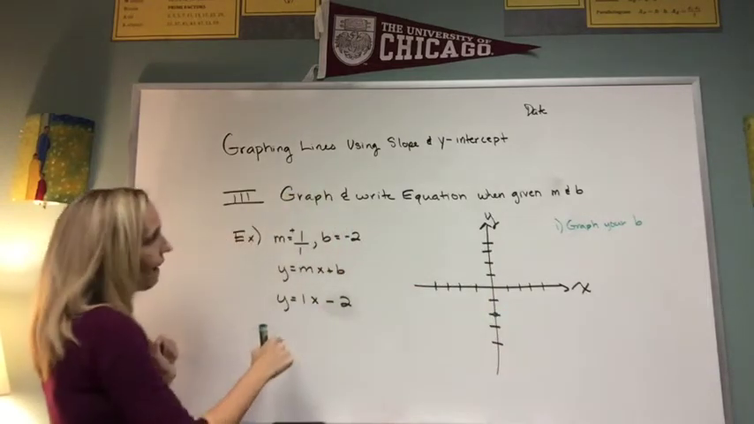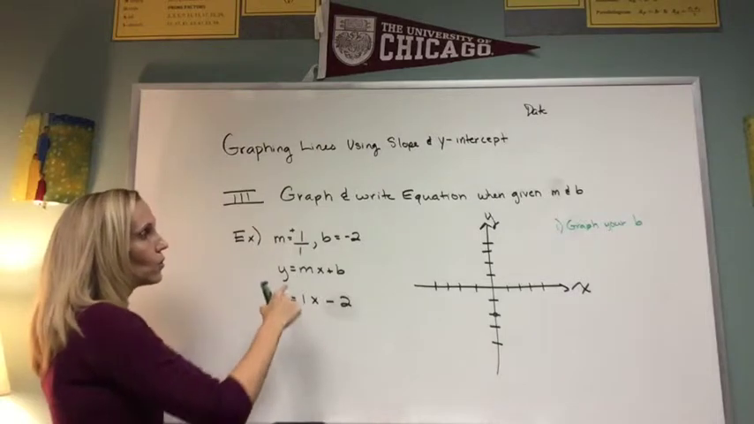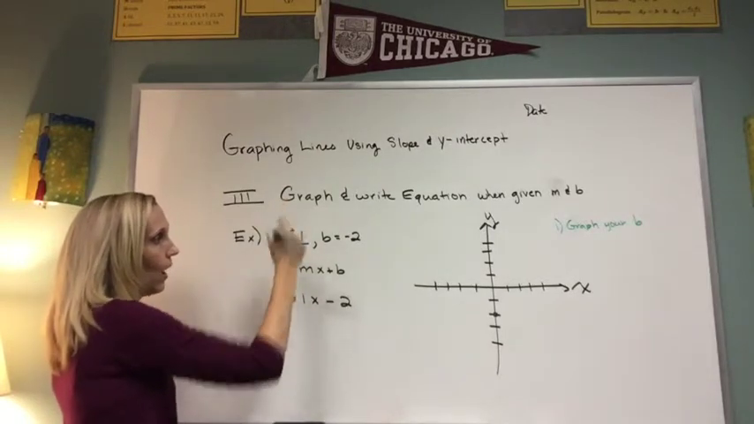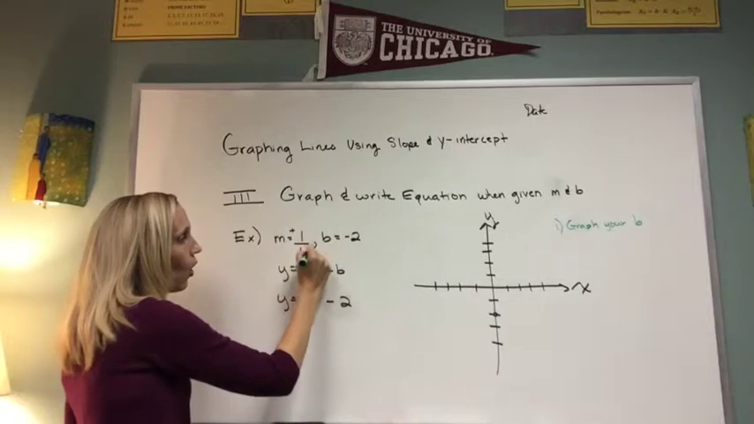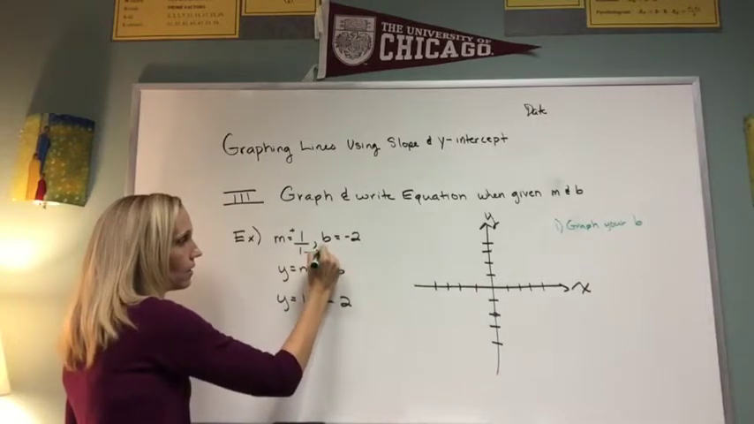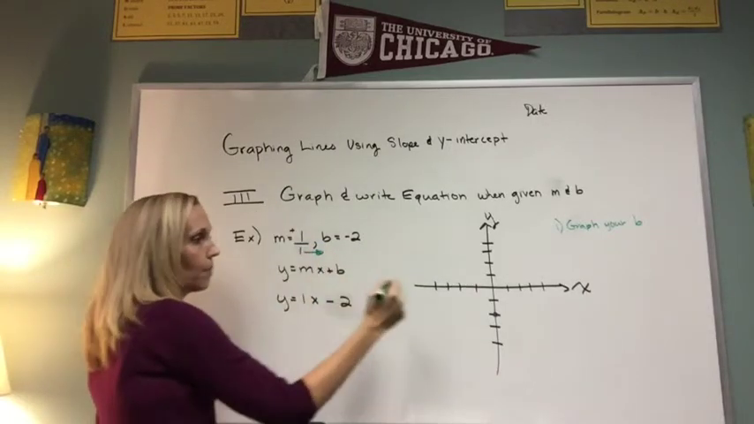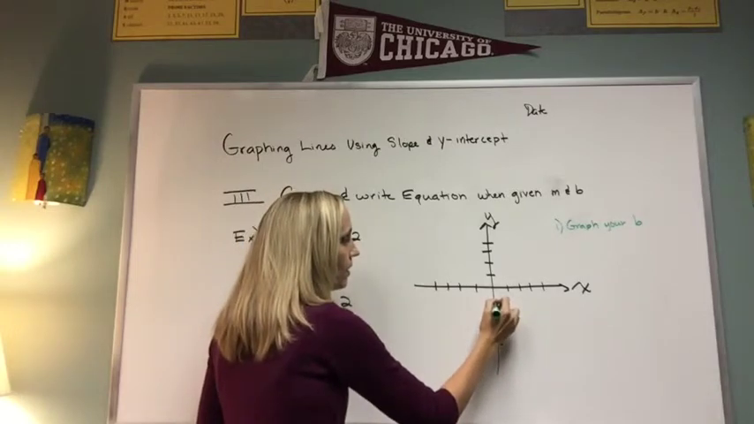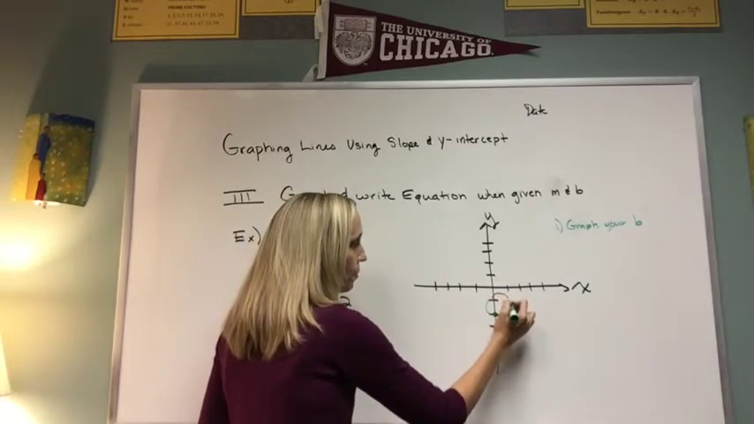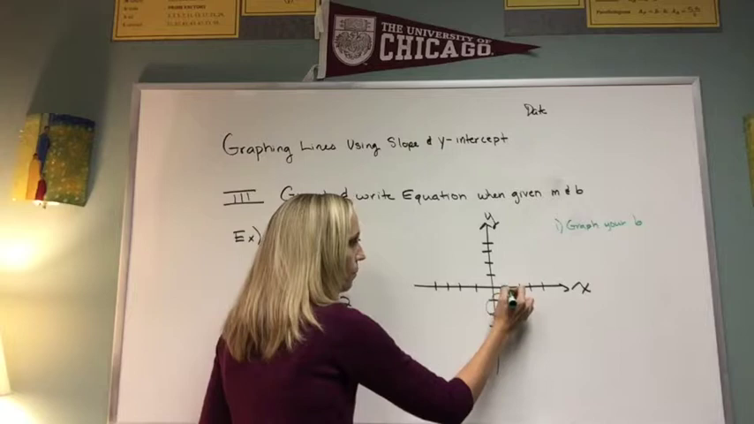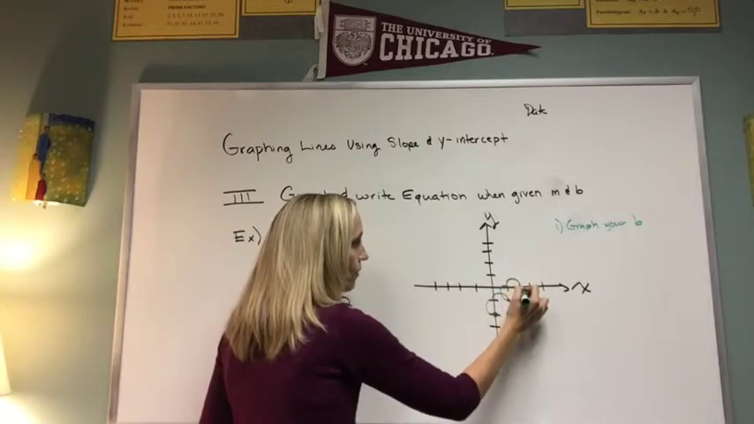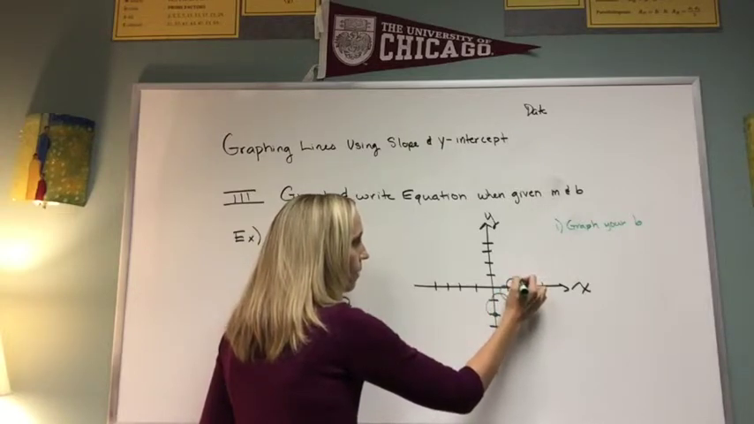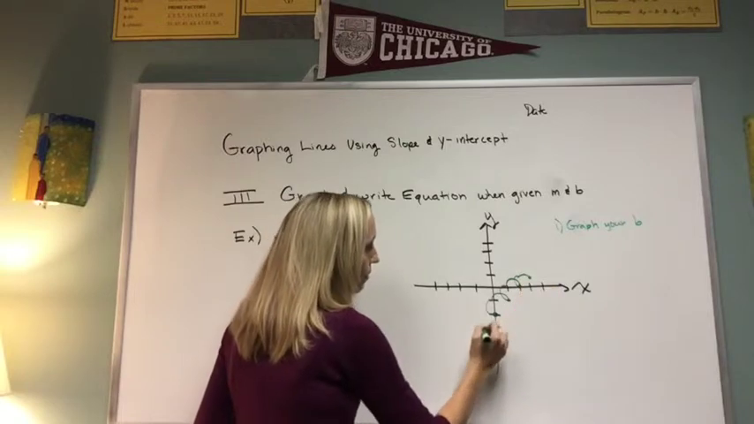And now I have a positive slope. So when it's positive, I go up. And I'm always going to go to the right. But if it's positive, I go up. So I'm going to go up 1 and over 1 to my new point.